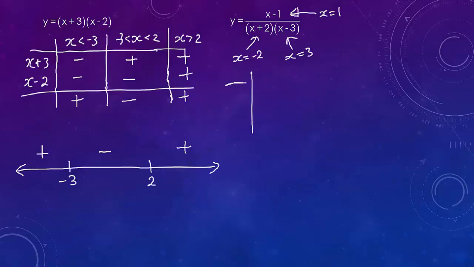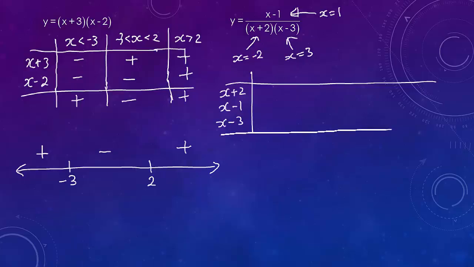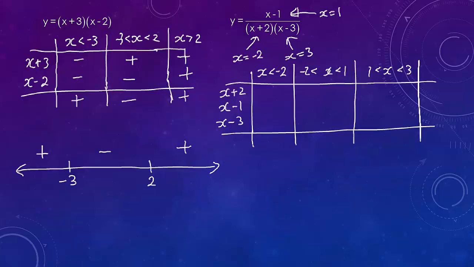Let's do this sort of analysis for these. So the first one that would change was x plus 2, then the x minus 1, because we've got negative 2, then 1, then 3, and then the x minus 3. And then we'll have the overall function below. So we're looking at when x is before negative 2, when x is between negative 2 and 1, when x is between 1 and 3, and when x goes beyond 3.